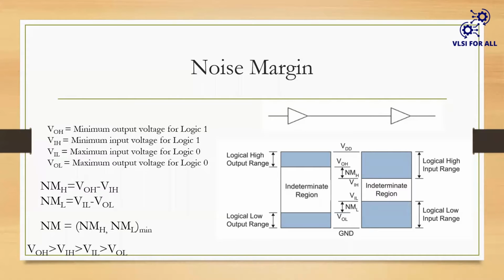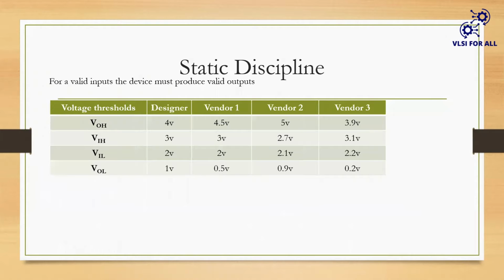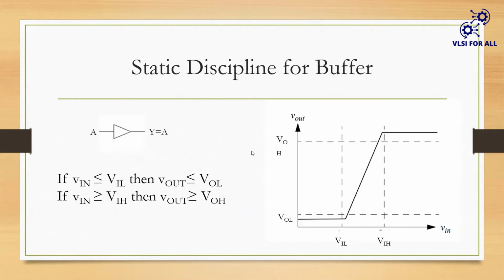Team, here we want to know about static discipline for a buffer. We know that for a buffer, output is the same as input. Now, the input voltage less than or equal to VIL. What is VIL? The max voltage which can be considered as logic 0. So any voltage less than or equal to VIL is logic 0. If the input to the buffer is logic 0, output must be logic 0 only. Hence, output voltage will be less than or equal to VOL.